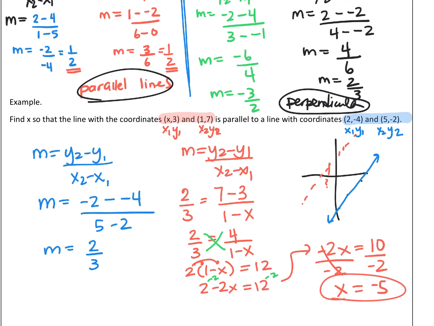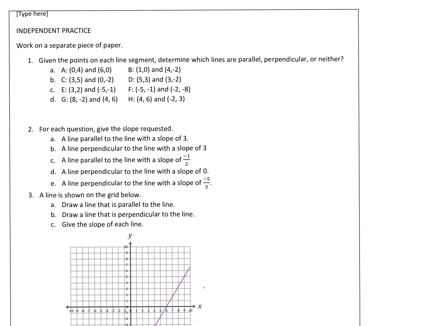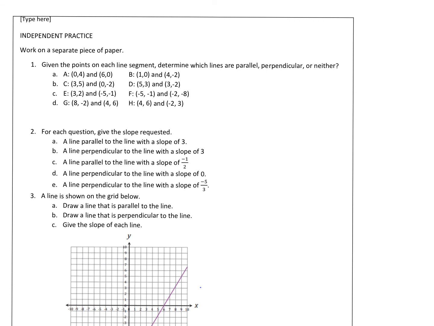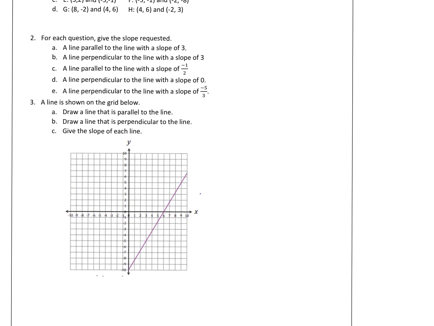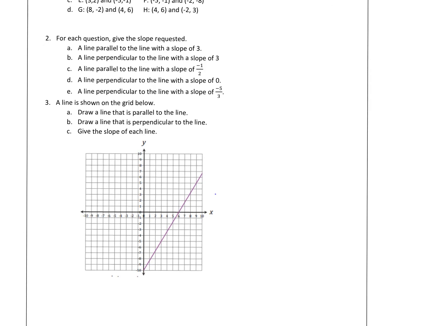Alrighty, so what I want you to do is to practice. So there are some points. So these 2 points are like, I want to know if these are parallel, perpendicular, or neither. Okay, for here, you're just responding to, so if a line is parallel to a line with a slope of 3, what would the slope be? Is it the same? Is it negative reciprocals? What would it be? And then in number 3, I've got a line on the grid here. I want you to draw me any line that's parallel. So you can draw me anywhere on the graph a line that's parallel and a line that's perpendicular, and then find me the slope of each. Okay, so you go ahead and practice those now.